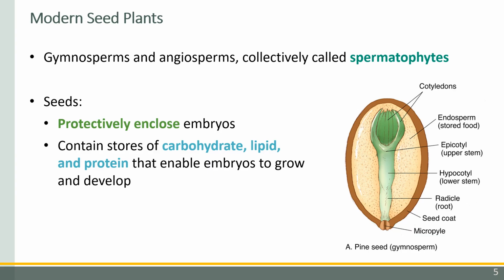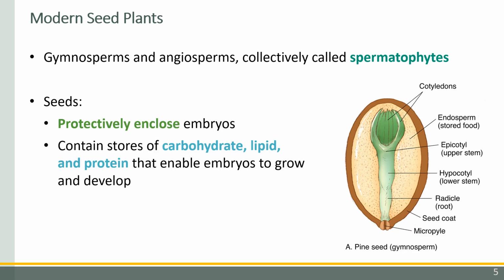The seed structure is a protective enclosure for the embryo. So once the sperm fertilizes the ovule in a seed plant, it grows into a tiny embryo that is protected by an outer membrane called a seed coat. A seed coat is going to help keep that embryo from drying out until it lands on the soil with the proper conditions to germinate.